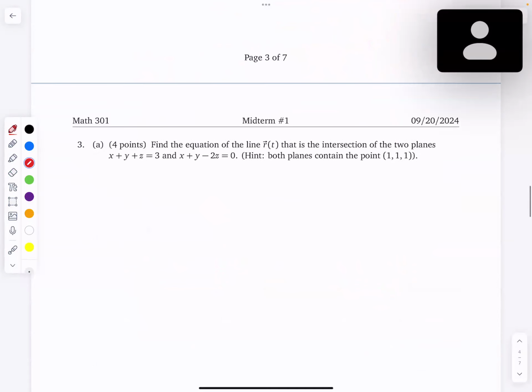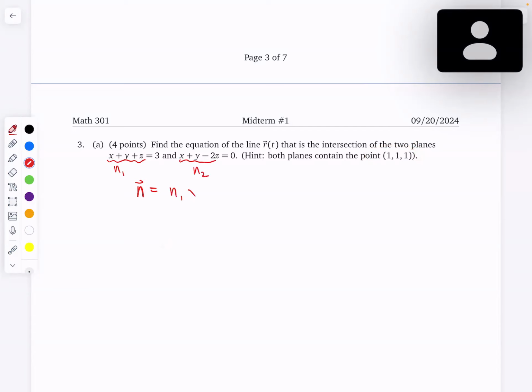Okay, find the equation of the line that's the intersection of 2 planes. And they already tell you what point is in both of them. So we have a point, we just need the direction vector. And so we need a normal vector n, which will be the cross product of the normal vector for one plane, n1, and the other vector, n2.